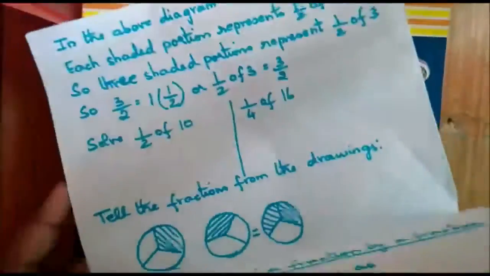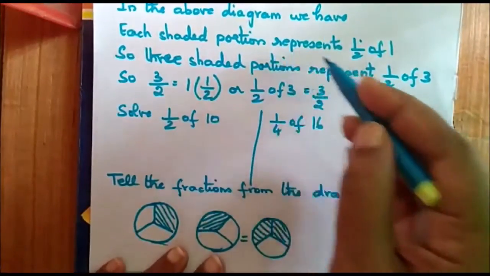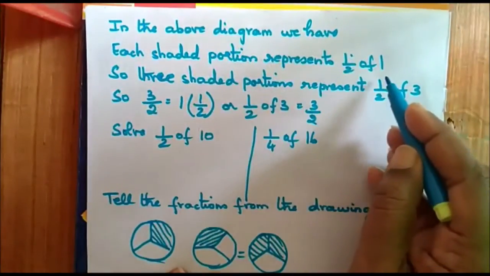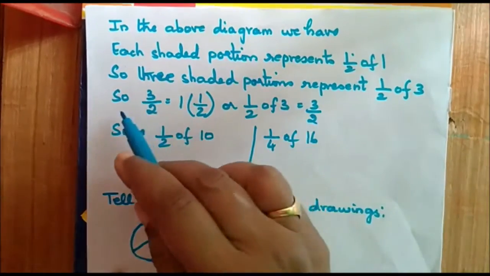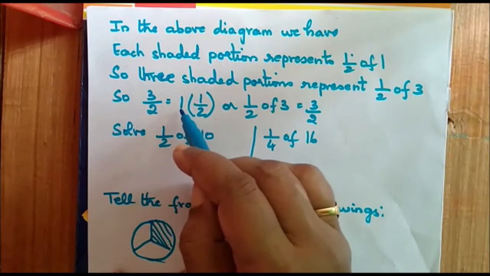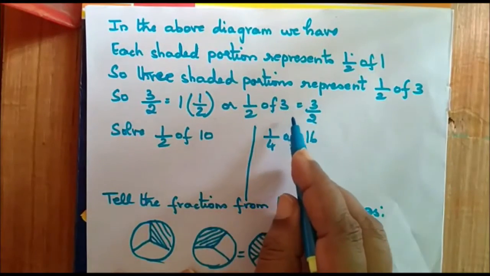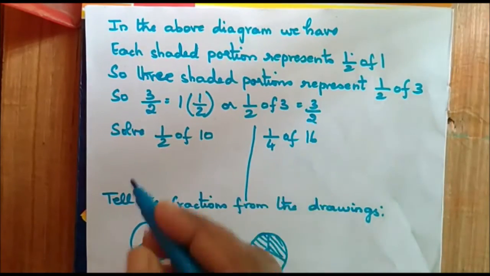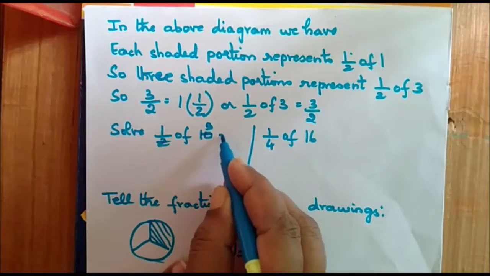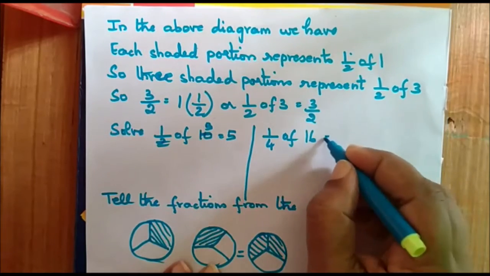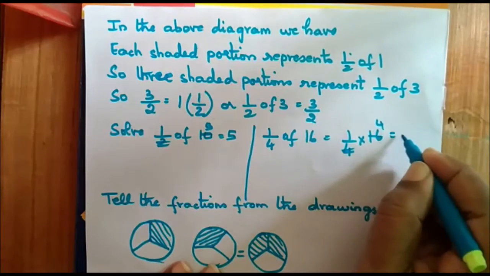So we will see that in the above diagram each shaded portion represents half of 1. So 3 shaded portions represent half of 3. So 3 by 2 is equal to 1 and 1 by 2 in the form of a mixed fraction, or half of 3 is nothing but 3 by 2. So let us solve this problem. Half of 10. Half of 10 is nothing but 5. Similarly, half of 16 is half into 16, which is equal to 8.